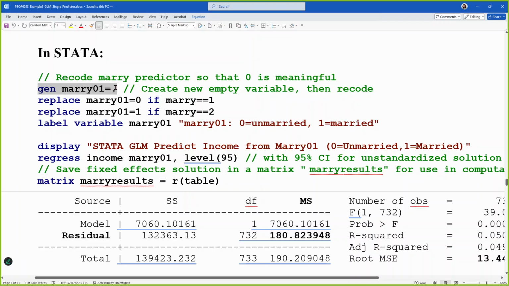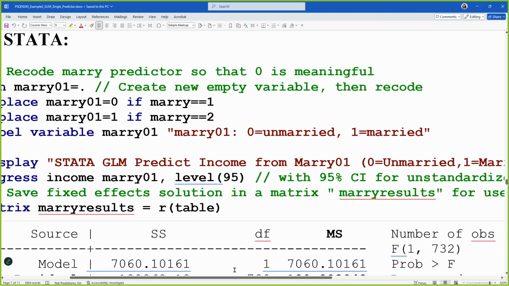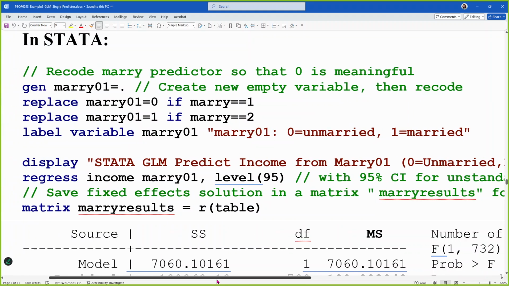So I am first making a brand new empty column. I am naming that empty column Mary 01. And so here's the dot. That means missing. Then I am systematically writing over the values. If Mary, the original column, equals 1. Zoom in here so you can see that. That's not a typo. This is an equality condition.